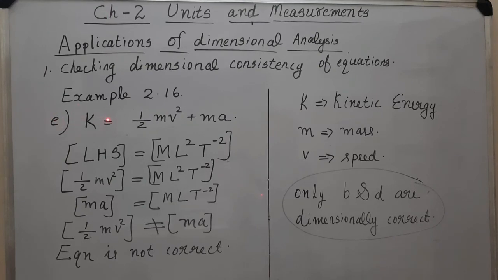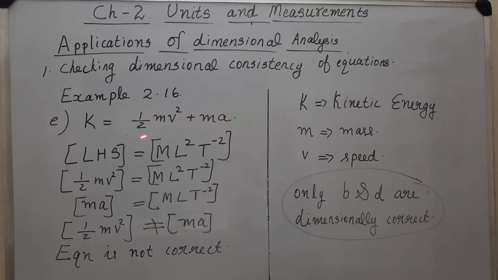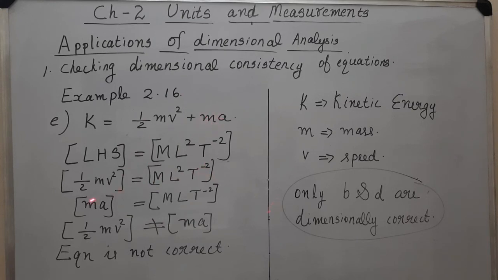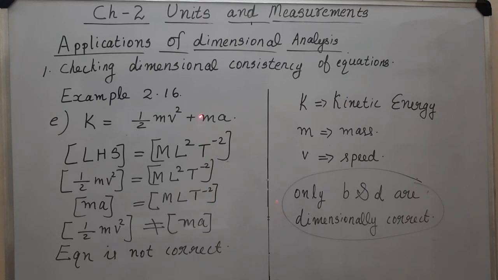Now, in question E, we have two terms on right hand side, half mv square plus ma. So, on left hand side, as usual, it is M L square T raised to minus 2. Half mv square also will get M L square T raised to minus 2. But what about ma? Ma will get M L T raised to minus 2. So here it is written half mv square plus ma. But dimensions of half mv square and ma are not same. So these two terms cannot be added actually. So that is against the principle of homogeneity of dimensions. So the equation is not correct.